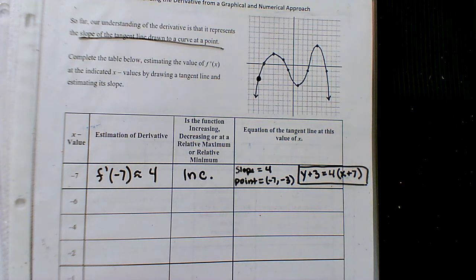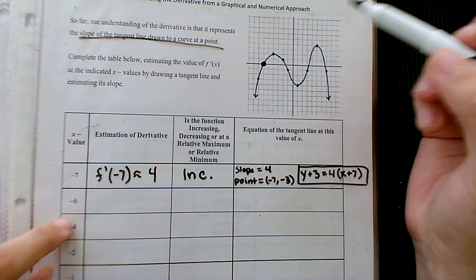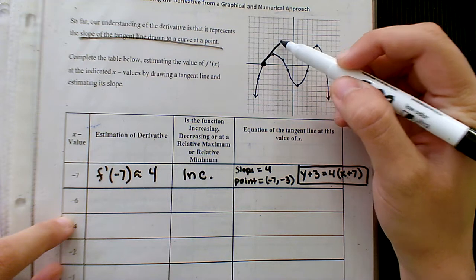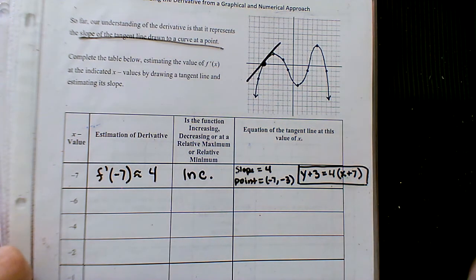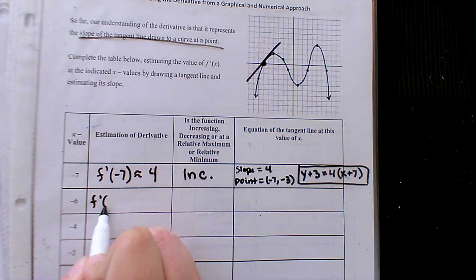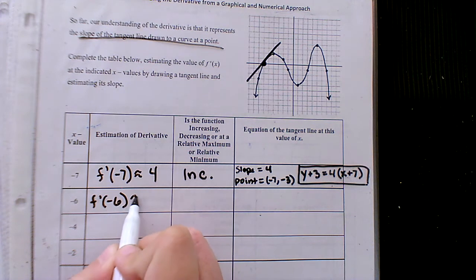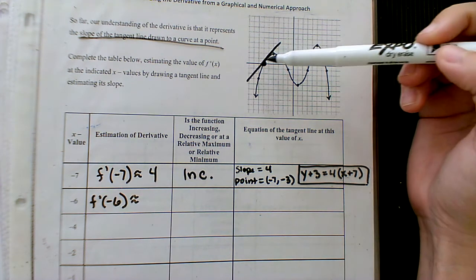All right, we doing okay? We're going to go on for all the other points. So let's try the next one. X location of -6. Draw a tangent line to the best of your ability. Calculate rise over run. What was your slope estimate?